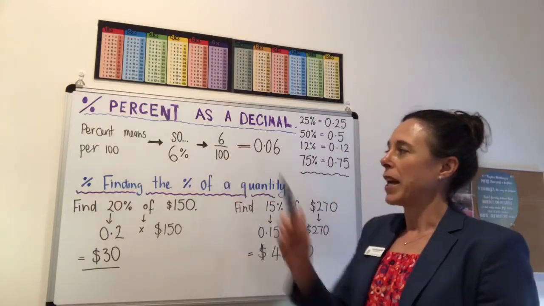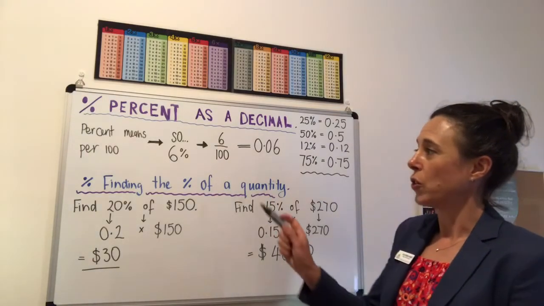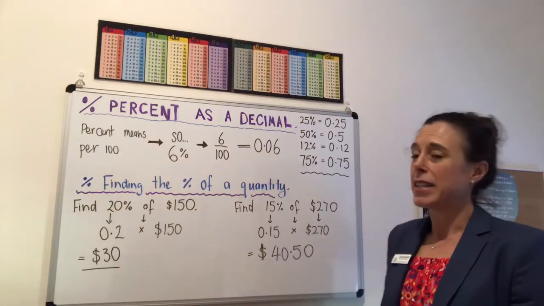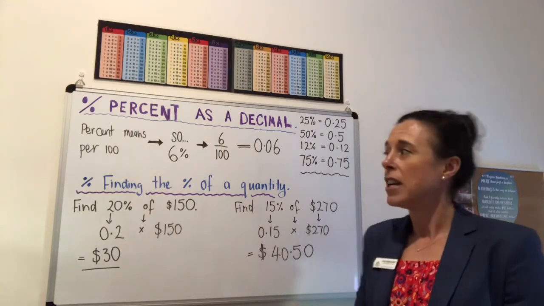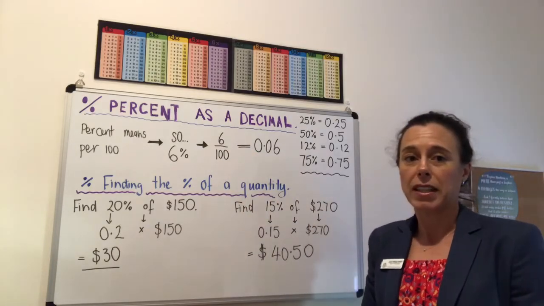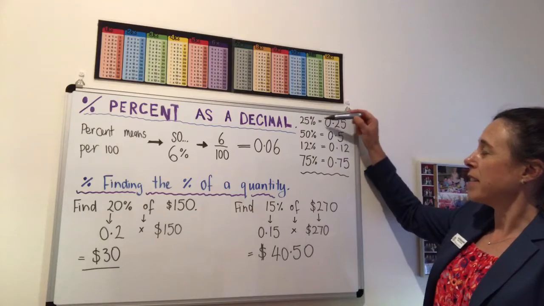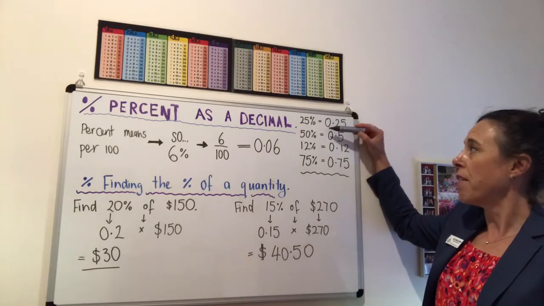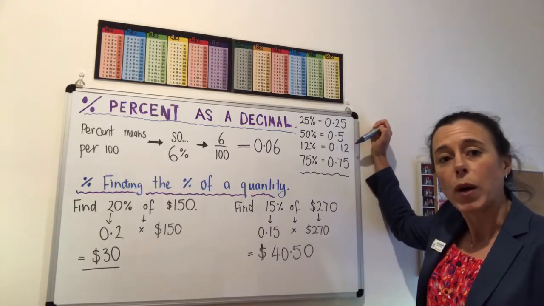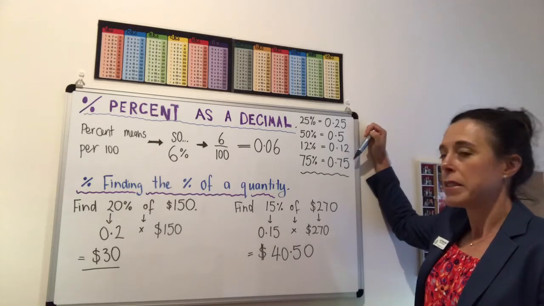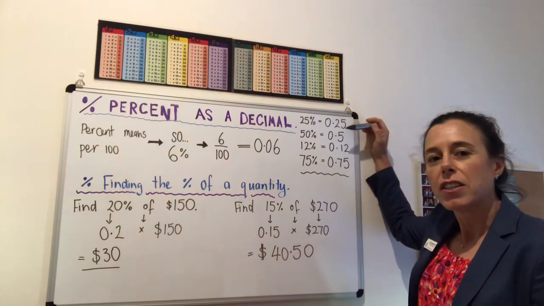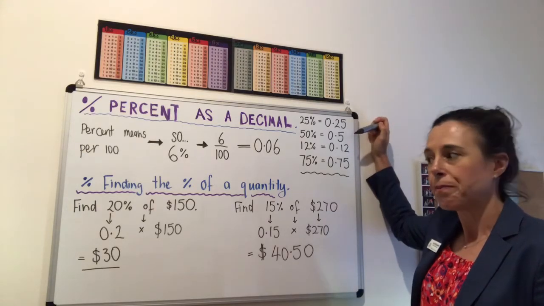So for example, if we had 6%, we would be referring to 6 over 100 or 6 per 100, which would correlate to a decimal of 0.06. So all we're doing here is 6 divided by 100 gives us 0.06. So we've got 25% would be 0.25 as a decimal, 50% would be 0.5 as a decimal, 12% would be 0.12 as a decimal, 75% would be 0.75 as a decimal. So we're just dividing by 100 to convert our percentage into a decimal.